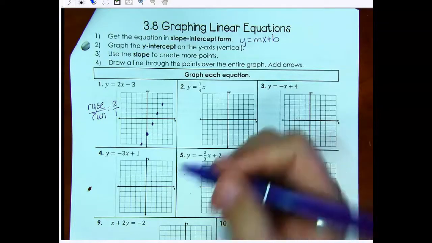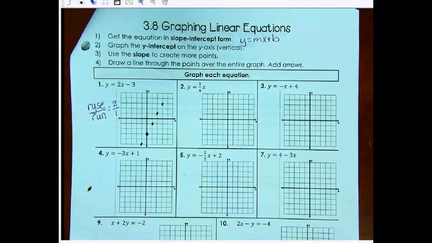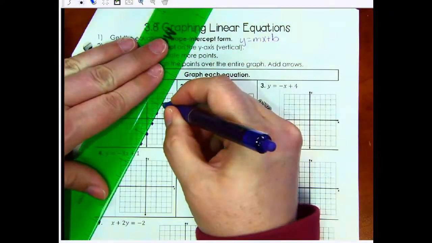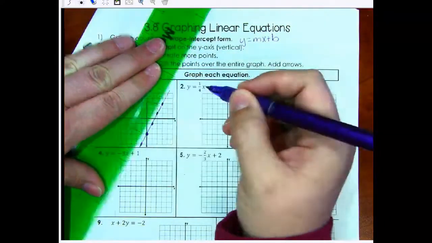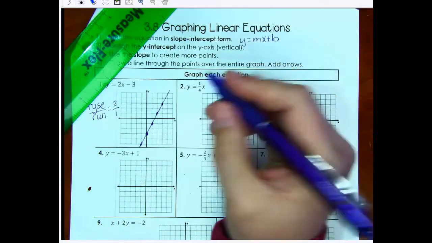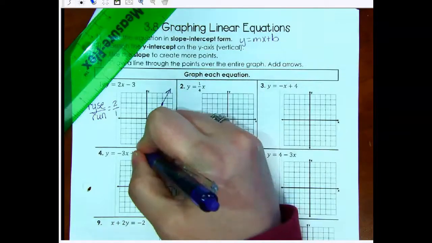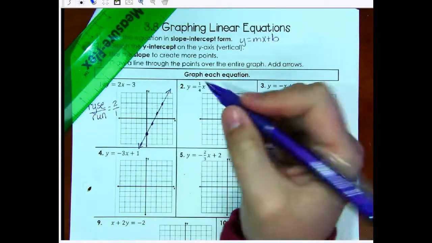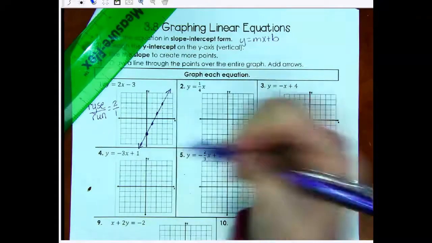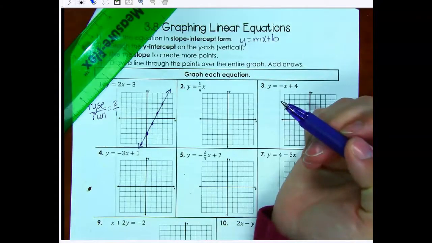Okay. So then after we have several points on there, we're going to use our straight edge or ruler to draw in that line. Those dots should easily connect, and then put our arrows on the end, because that line is going to keep going up, up, up, and down, down, down. Okay, so that's how you do it. Let's do a few more.